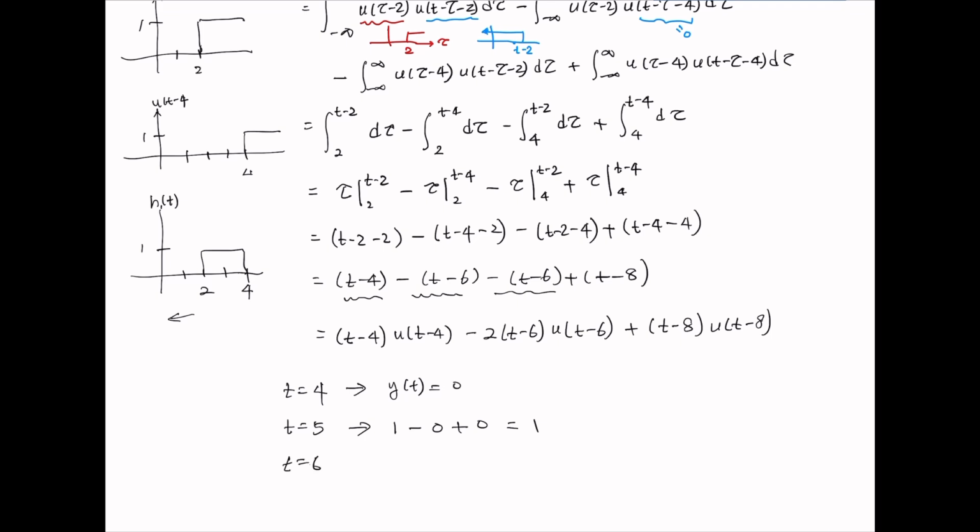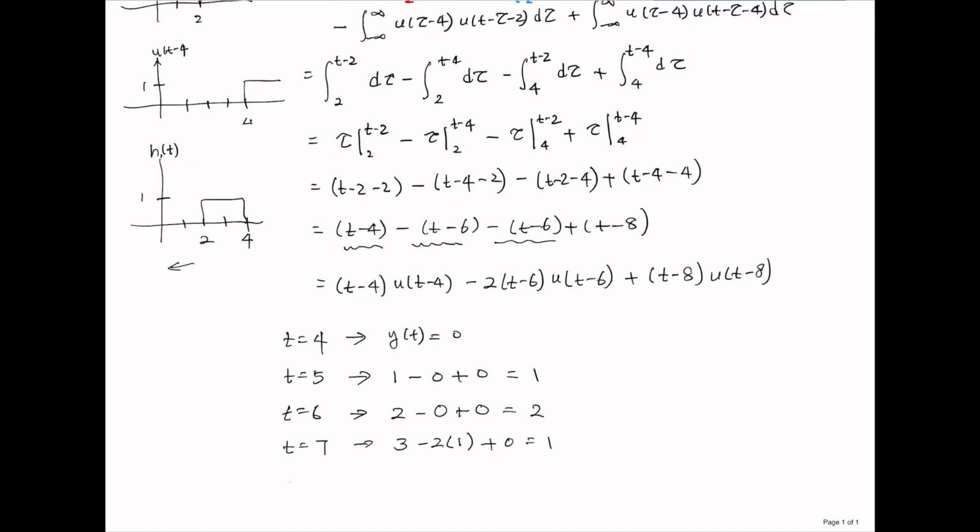When t equals 6, we have 6 minus 4, which is 2, and then minus 6. So the second term is 0, the third term is 0. We have a 2. When t equals 7, we have 3 minus 2 times 1, and then plus 0. So that is 1. And when t equals 8, we have 8 minus 4, which is 4, minus 2 times 8 minus 6, which is 2. And then the third one, 8 minus 8, is 0.